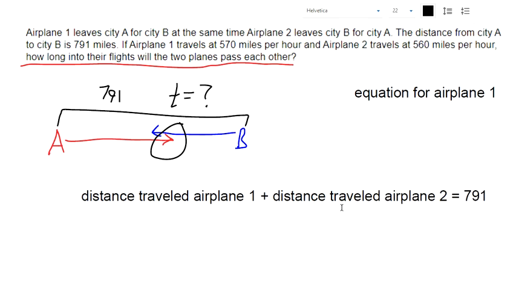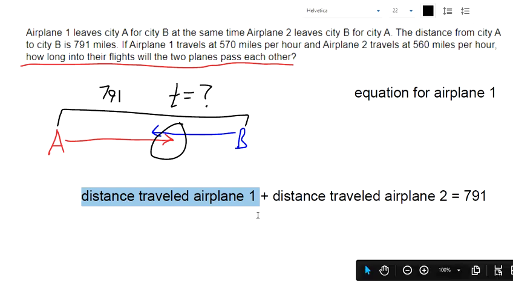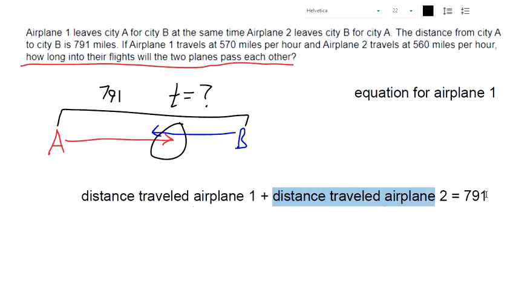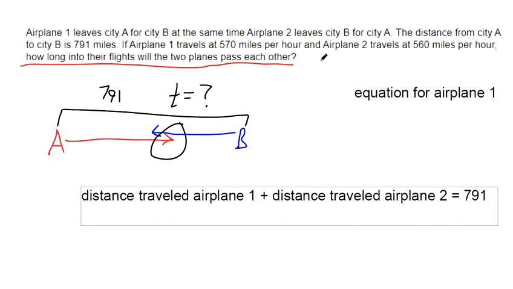The distance traveled by airplane 1, maybe that's like 300 or 400 miles when they finally cross. We don't know. Maybe this one would be the remaining distance. If you add them up, they should make 791 miles. And we can create distance equations for these two airplanes. The distance equals the rate times time.